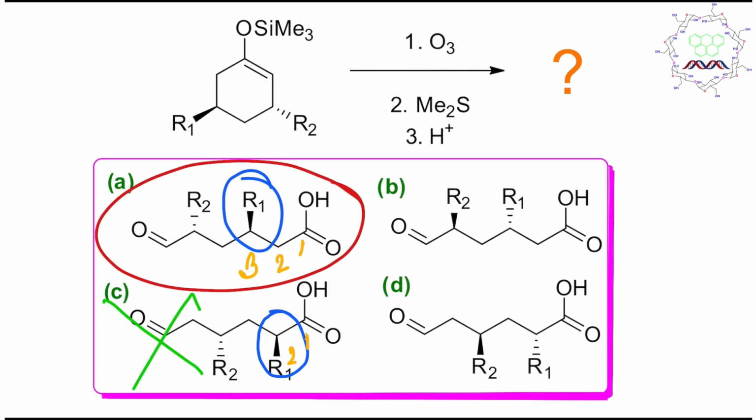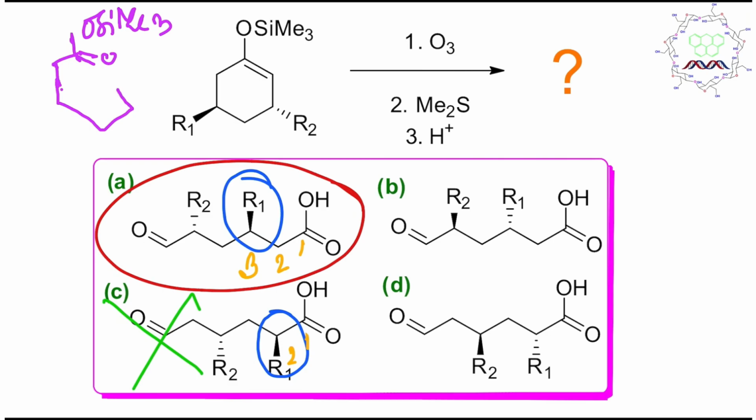Now, as I told, if this question appears in your exam, how can you solve it? This is very easy but tricky. What is the trick? The trick is that along with the carbon double bond, put ozone. Means that this is OSiMe3 as it is. This is one double bond.